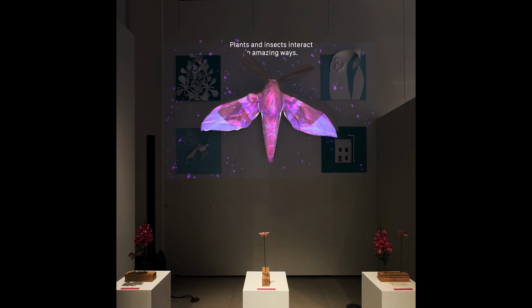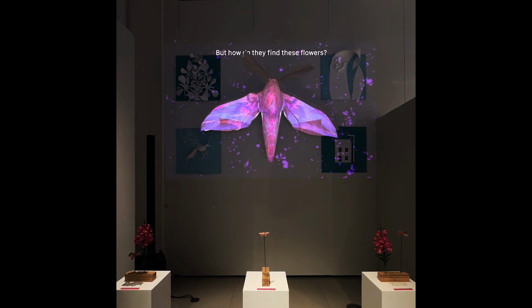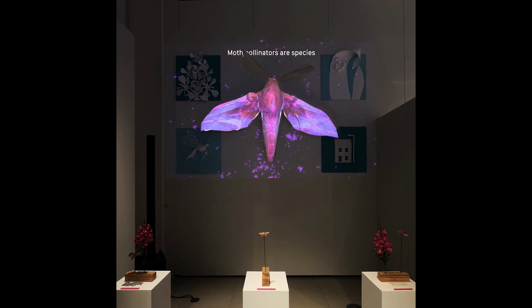Plants and insects interact in amazing ways. Insect pollinators are specialized to feed on the nectar and pollen in flowers. But how do they find these flowers? Moth pollinators are species of the dusk and the night. They can't rely on their eyes to find food.